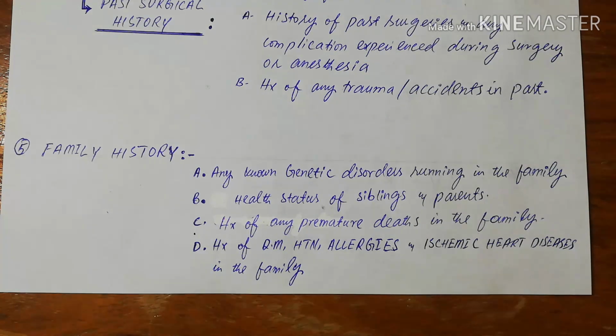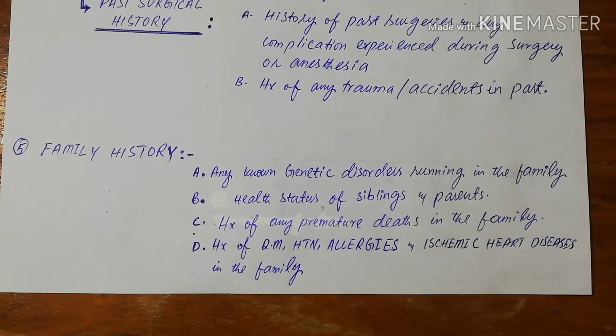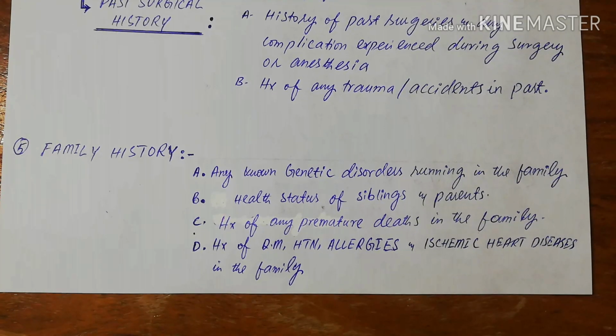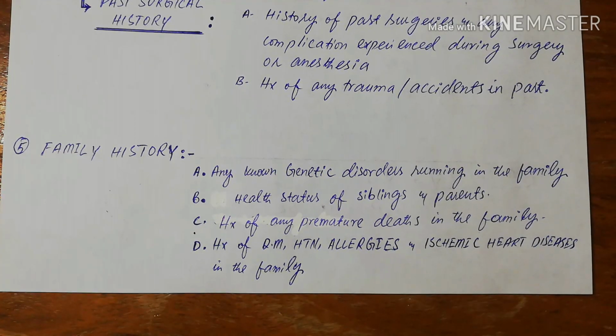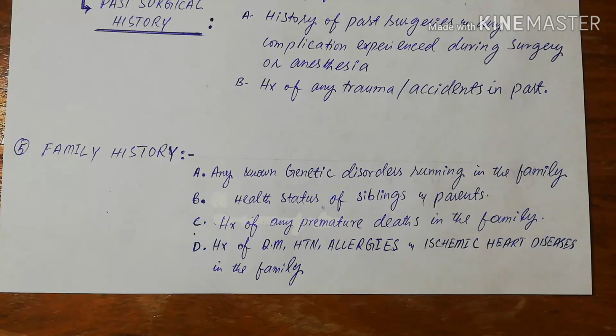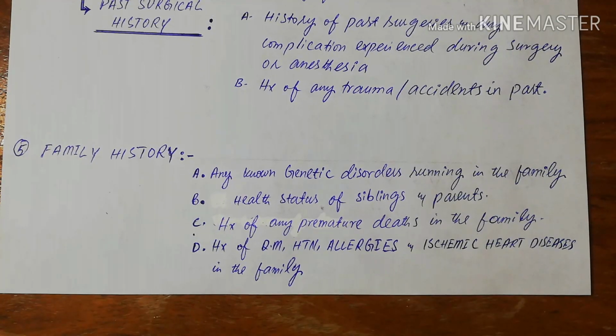After past history, we take the family history of the patient, and family history includes any known genetic disorders that are running within the family, health status of other siblings and the parents of the patient, and history of any premature deaths in the family. We also ask about history of diabetes mellitus, hypertension, allergies, and ischemic heart diseases in the family.